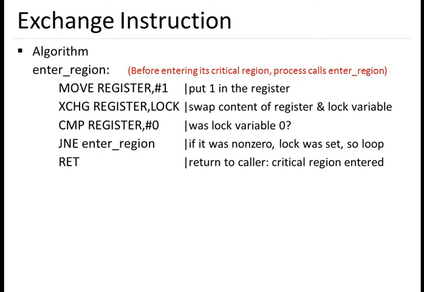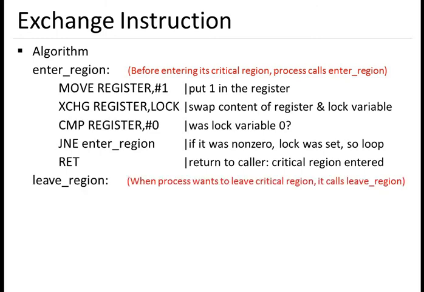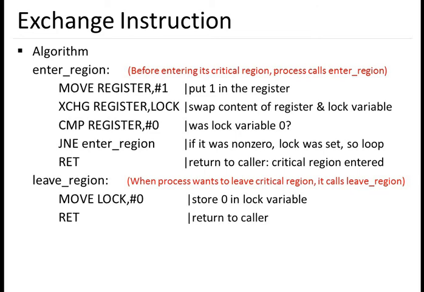Return to the caller, critical region entered, and leave the region. When a process wants to leave the critical region, it calls leave region. So what you need to do whenever you want to leave the region is move 0 to the lock. That means 0 is stored into the lock variable. After that, return to the caller.